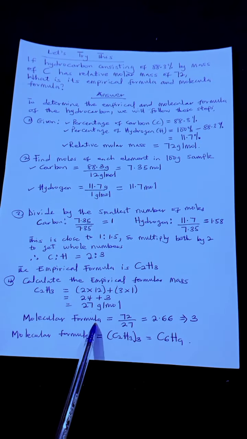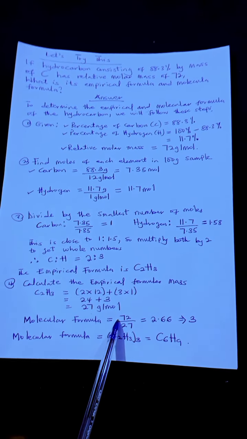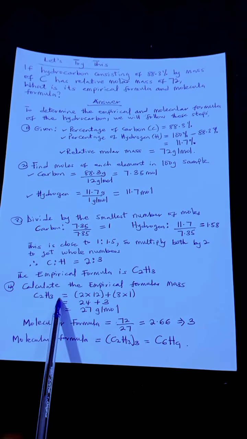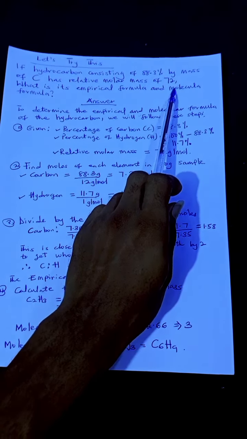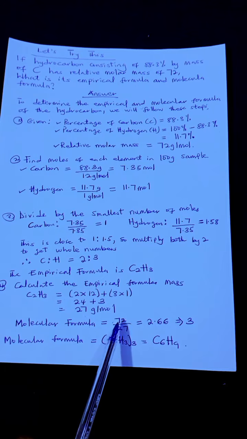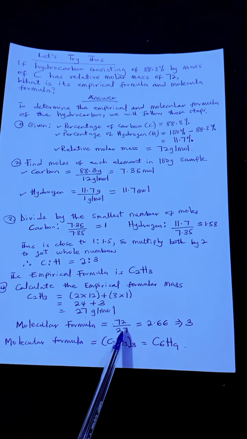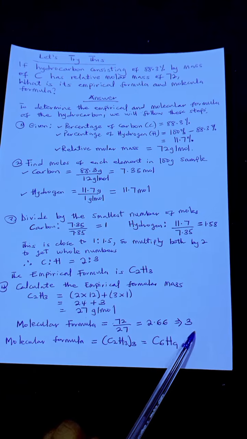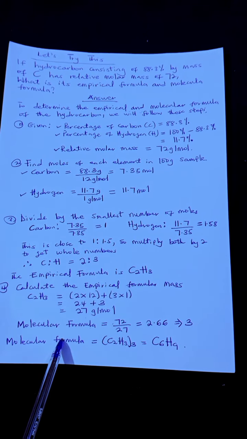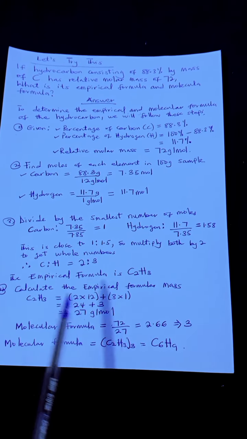So for the molecular formula, we are going to divide the relative molar mass in the question by the molar mass of the empirical formula. So we come back here, 72 divided by 27, we get 2.66, which is approximately 3. And so for the molecular formula, we are going to multiply the empirical formula by 3.